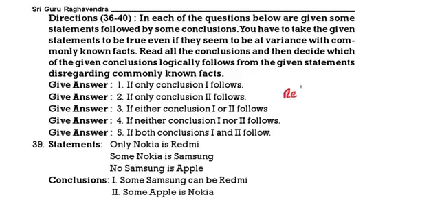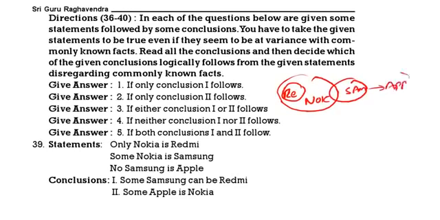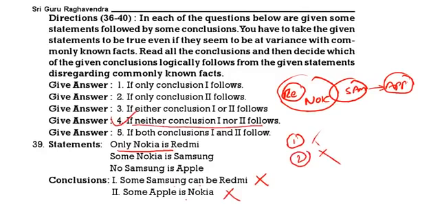Only Nokia is Redmi. That means all Redmi is Nokia. Then some Nokia is Samsung. Then no Samsung is Apple. First conclusion: some Samsung can be Redmi. Only Nokia is Redmi, so some Samsung can be Redmi does not follow because only a Nokia should be Redmi. Some Apple is Nokia also does not follow. So neither one nor two. Option 4. Next question.